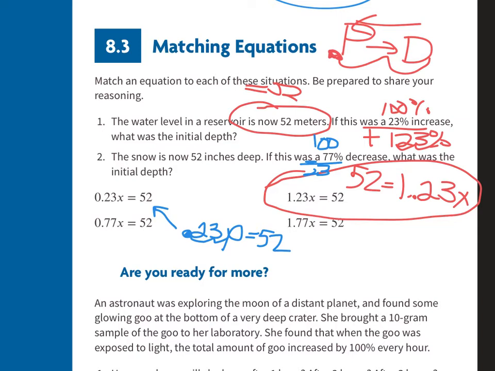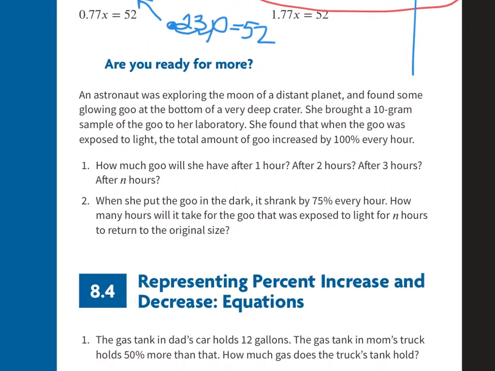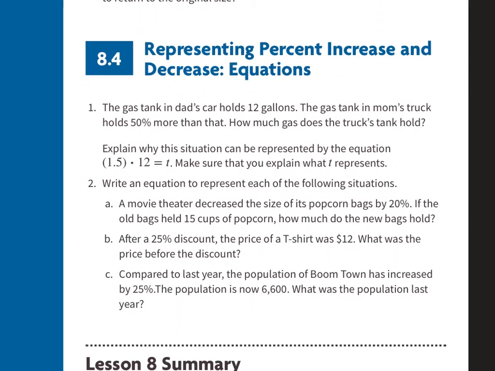All right, representing percent increase and decrease as equations. So this is the bottom of page 63, and it's going to go on to page 64, and then we'll be done. So if we look here, it says the gas tank in Dad's car holds 12 gallons. The gas tank in Mom's truck holds 50% more than that. How much gas does the truck tank hold?